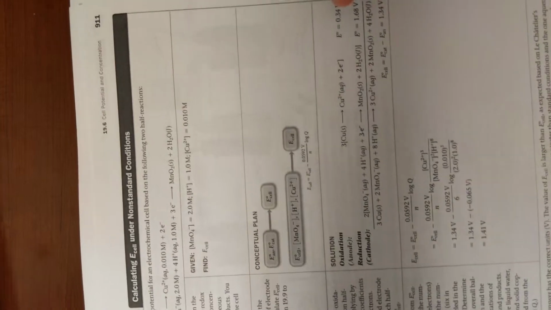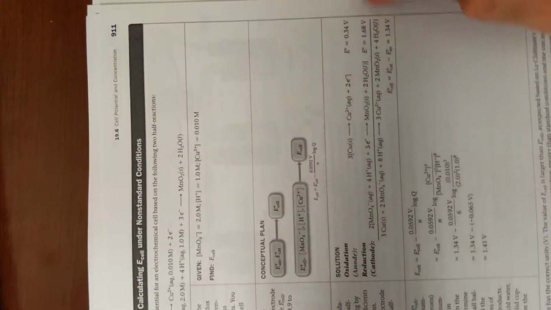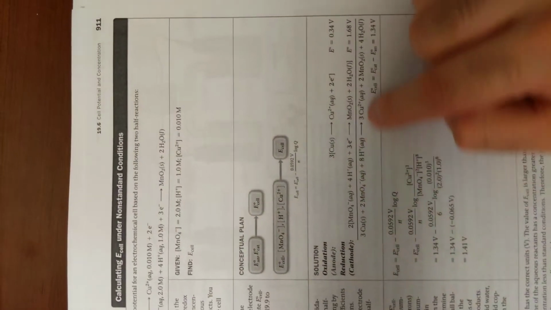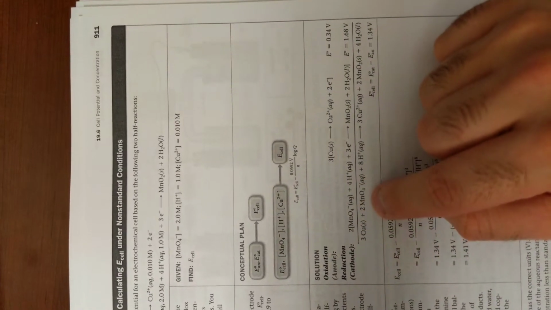It doesn't do anything to your E of cell. E of cell is standard. But now I have my balanced chemical reaction, and this is how I could get my Q. I put my Q of my products over my Q of the reactants.